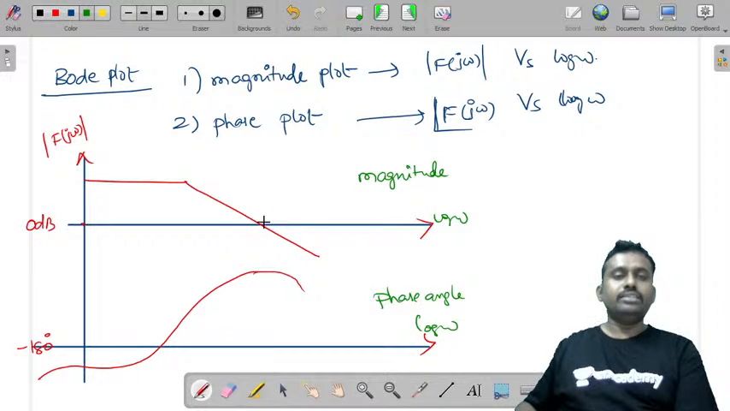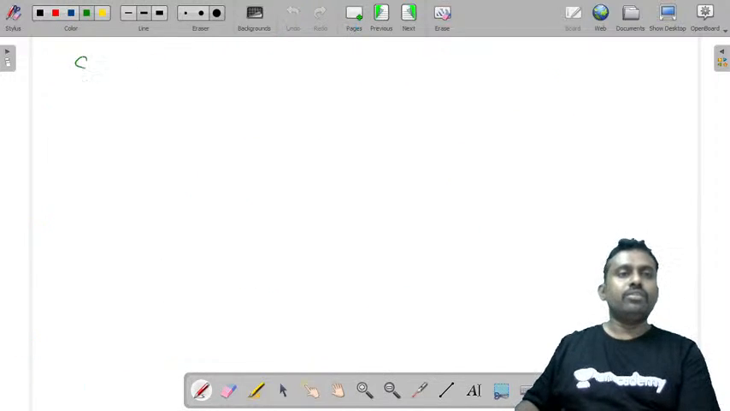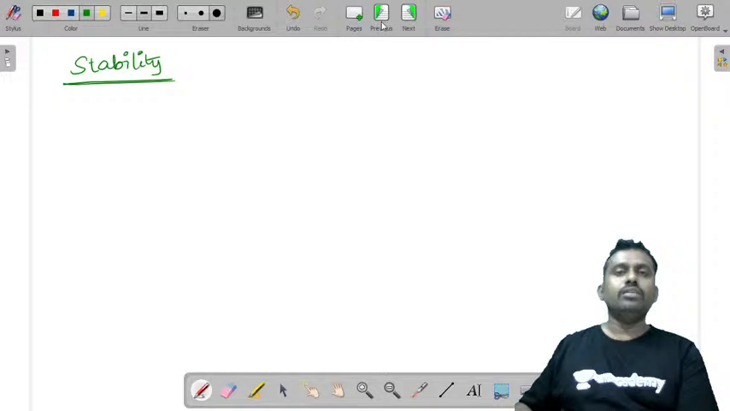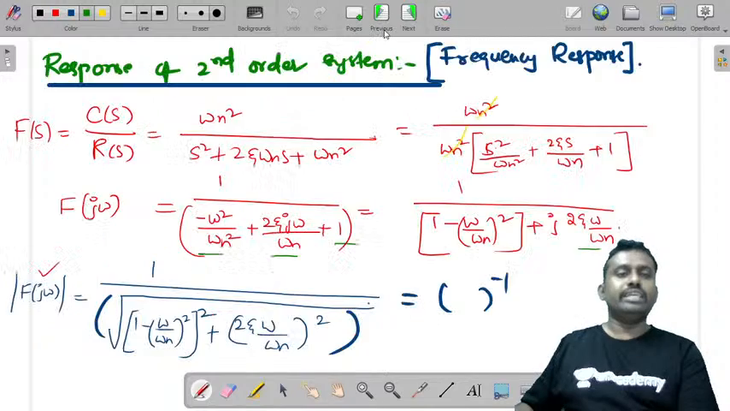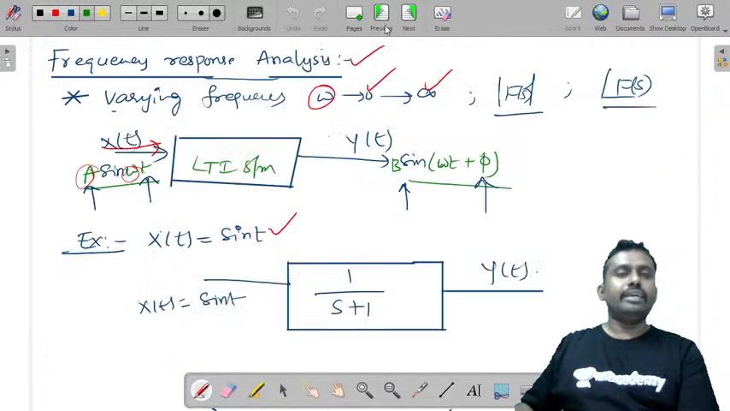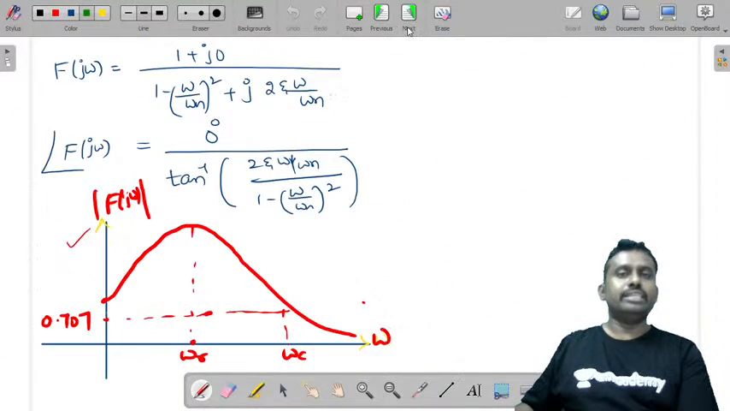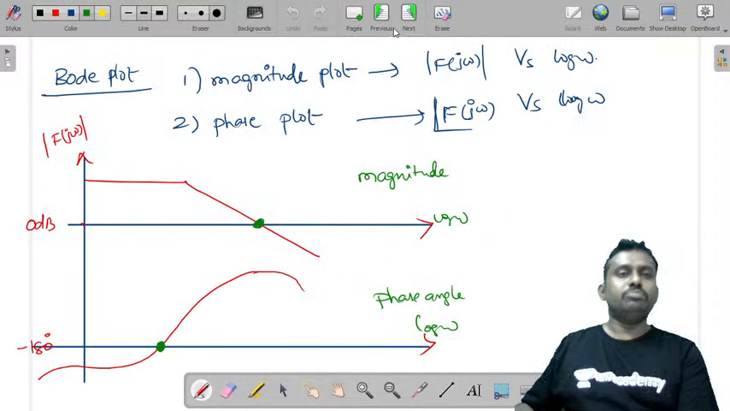So from this, you need to know some of the terms like gain crossover frequency and phase crossover frequency, which are useful for the stability analysis. Now, how do you find the stability from a Bode plot? Now we have seen how to make this straight line approximation, what is magnitude and phase angle of a second order system, and also frequency response analysis. We are exactly entering into what a Bode plot is.